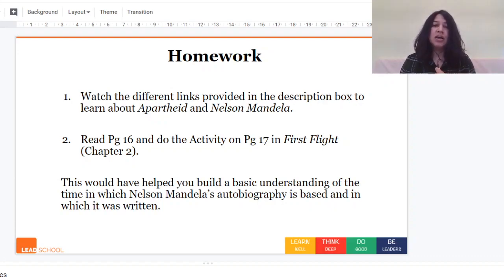The second was read page 16 and do the activity on page 17 in First Flight, chapter 2, Nelson Mandela. So these two things needed to be done. If you've not done it, please go ahead and do that first and then move ahead with this class because it's really important for you to get that context.